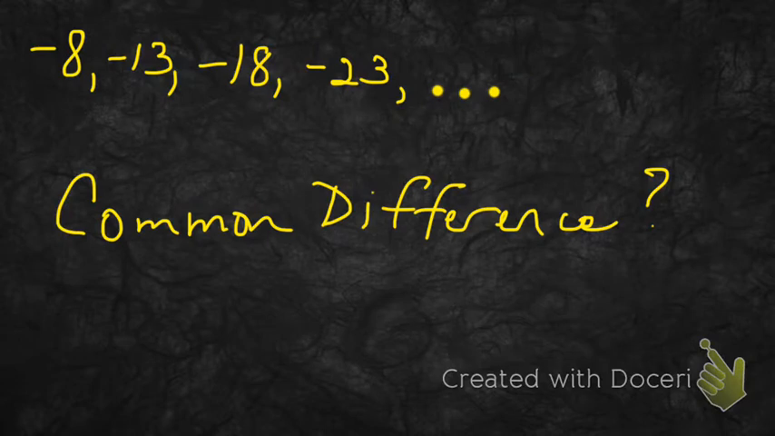If those numbers are getting smaller, we'll say it's a negative, and they keep being decreased by 5, the difference between 8 and 13, 13 and 18, and so on.